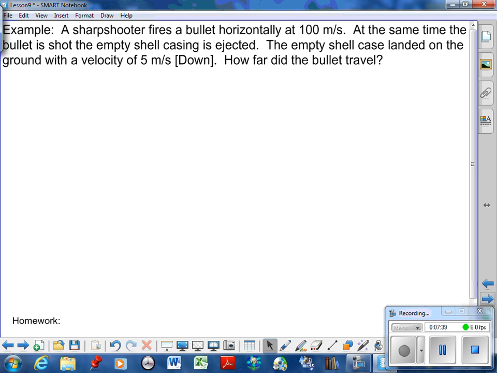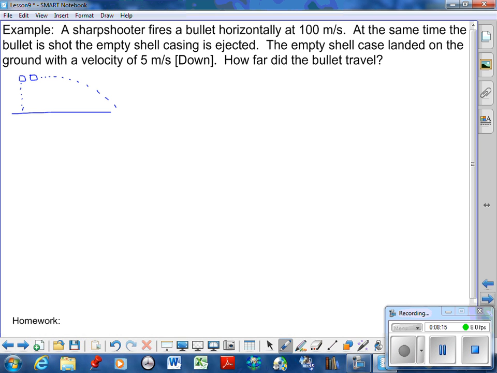So a sharpshooter fires a bullet horizontally at 100 meters per second. At the same time the bullet is shot, the empty shell casing is ejected. The empty shell casing landed on the ground with a velocity of 5 meters per second down. How far did the bullet travel? So, the big thing you need to remember is that if you have two bullets, I'm going to make square bullets, the one that's dropped to the ground will land at the same time as the one that's fired horizontally. All objects fall at the same rate, even ones that are being projected or thrown.